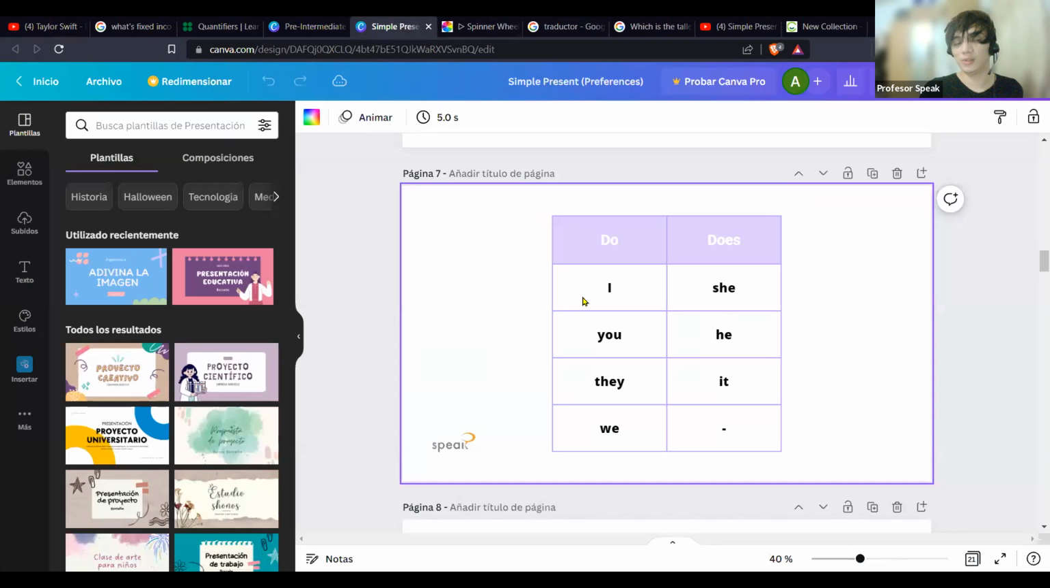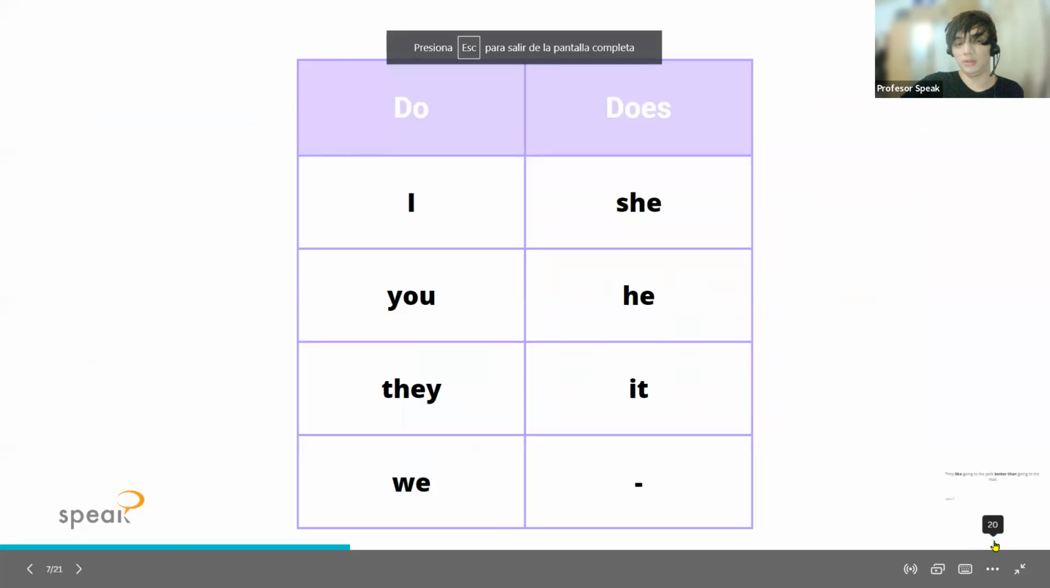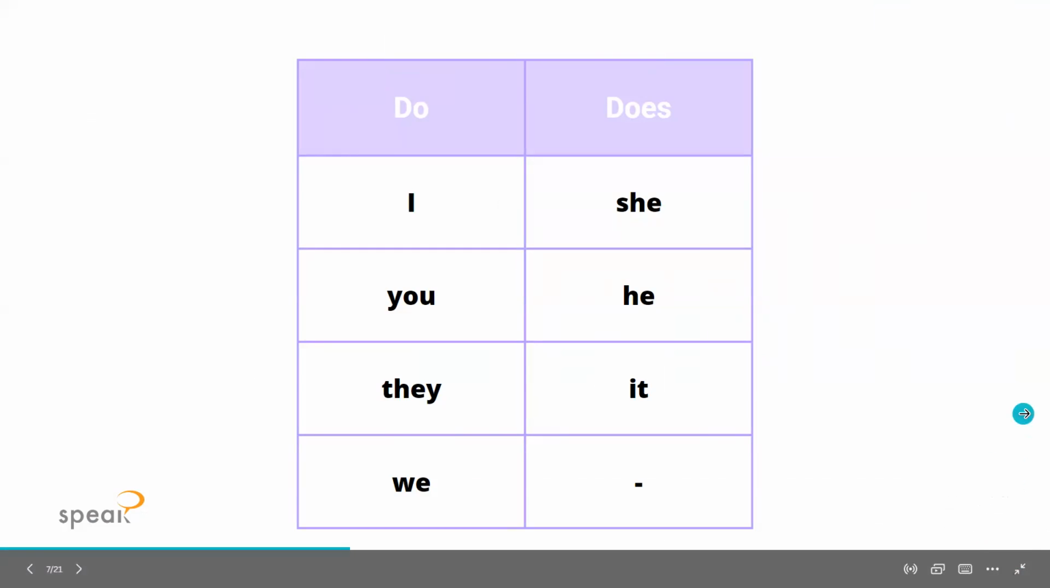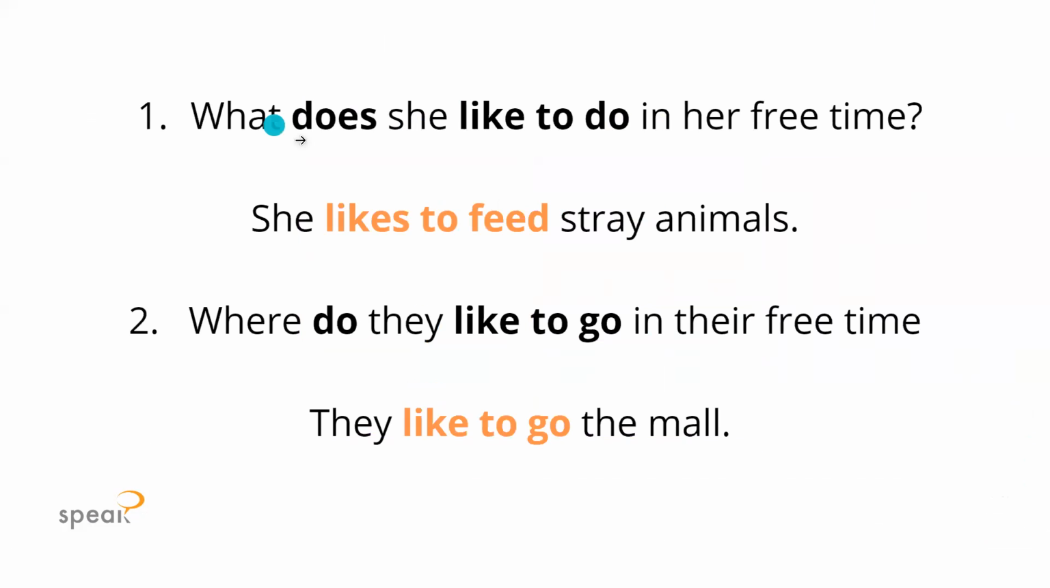Any questions? No? Is it clear? Clear. Okay. Now we have this. Help me read the first one, please, Lorena. What does she like to do in her free time? Very good.